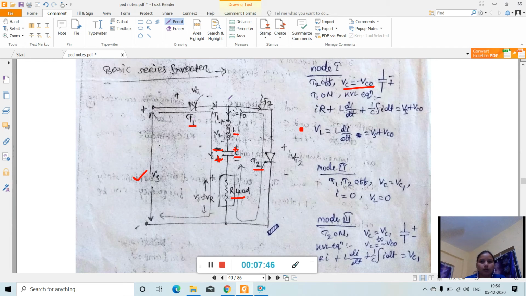So see, in mode 1, when we apply the KVL equation in this path, this is the equation: IR plus L di by dt plus 1 by C integration of I dt is equal to Vs plus VCO, and the voltage across the inductor VL is equal to L di by dt, which is equal to Vs plus VCO. Initially the capacitor upper plate is negative and the lower plate is positive, that's why T1 is forward biased.